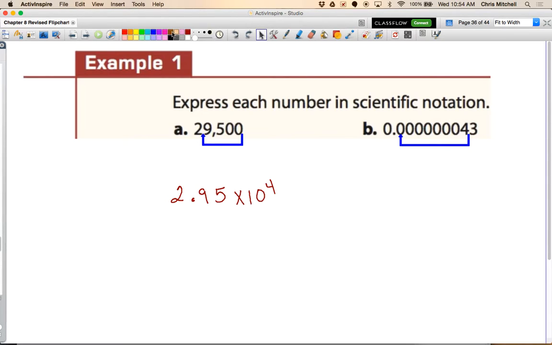So my answer, I have 1, 2, 3, 4, 5, 6, 7, 8. So this will be the answer for this one. It will be 4.3 times 10 to the negative 8.